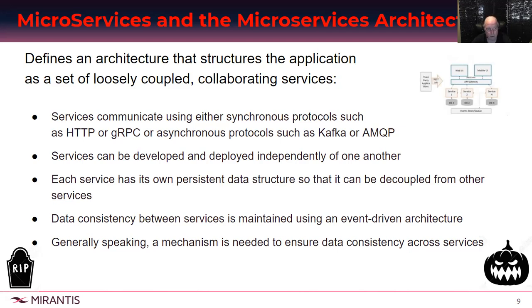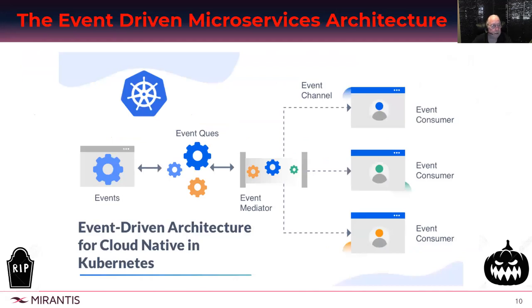So your coders can be hundreds of miles away and thousands of miles away and never actually deal with each other, only because the schemas might be well known at that point for different containers. The persistent storage comes with each container, so it's self-contained, and you can decouple it easily and move it to another service set. Data consistency is event-driven, and we'll talk about event-driven in a bit. Generally speaking, it's up to me to ensure that the data consistency across services exists, and that's part of the developer's responsibility now.